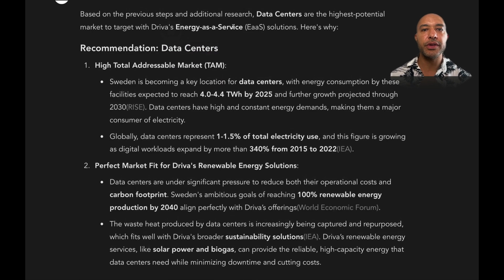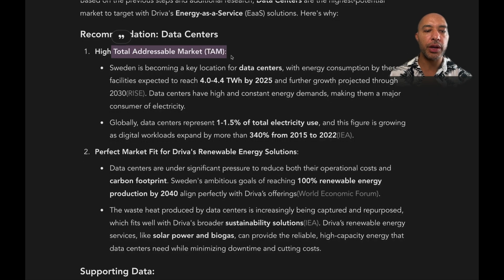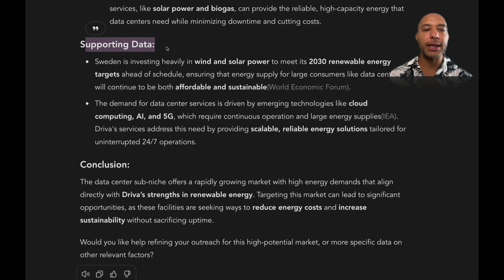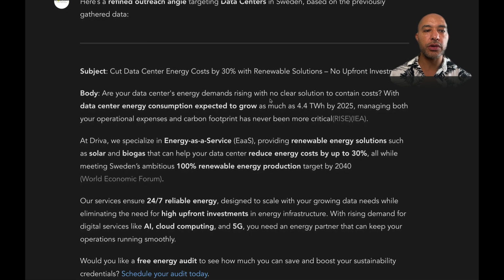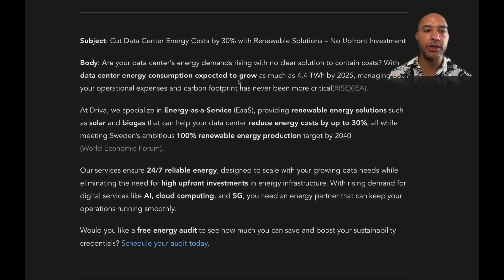Now that we've done all of this research, we want to dig into the statistics and data to bolster our outreach hypothesis. So we have a total addressable market and we have product market fit, and we need some supporting data to back this up. And so now we have something to really bolster that with, and then we can refine the outreach angle based upon the data that we have collected from real world web searches.